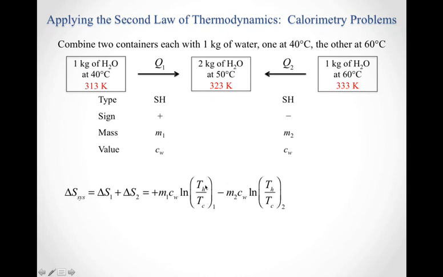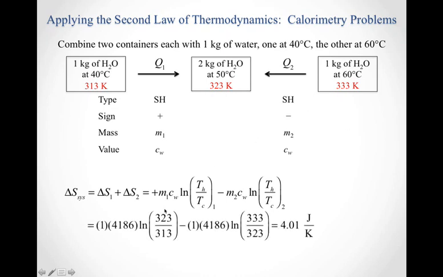And so if I'm looking at process 1, the hot temperature was the final temperature of 323, the cold temperature was the initial temperature of 313. For process 2, the hot temperature was the initial temperature of 333, the cold temperature was the final temperature of 323, and so I know everything to plug in. Here I'm going to choose to use my specific heat values in joules per kilogram Kelvin rather than kilojoules per kilogram Kelvin, which is why this is 4186 rather than 4.186. I've done that for both of them, and largely that's just because I end up with a pretty small value of 4.01 joules per Kelvin.